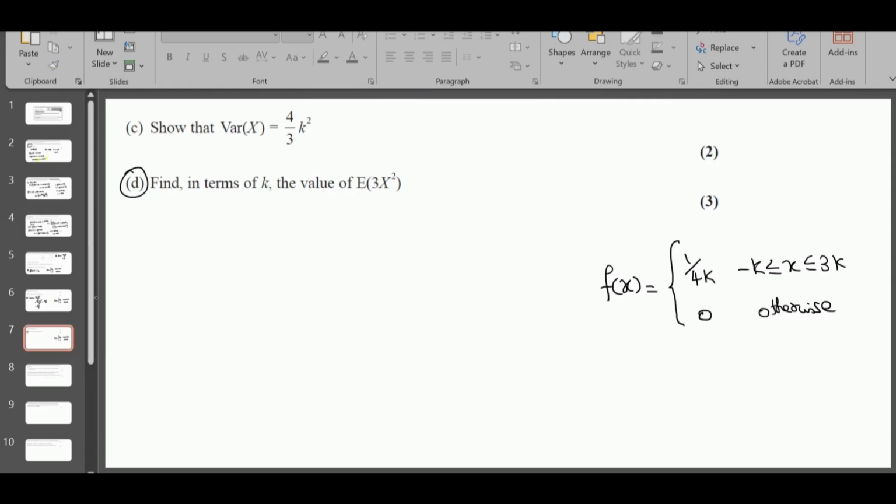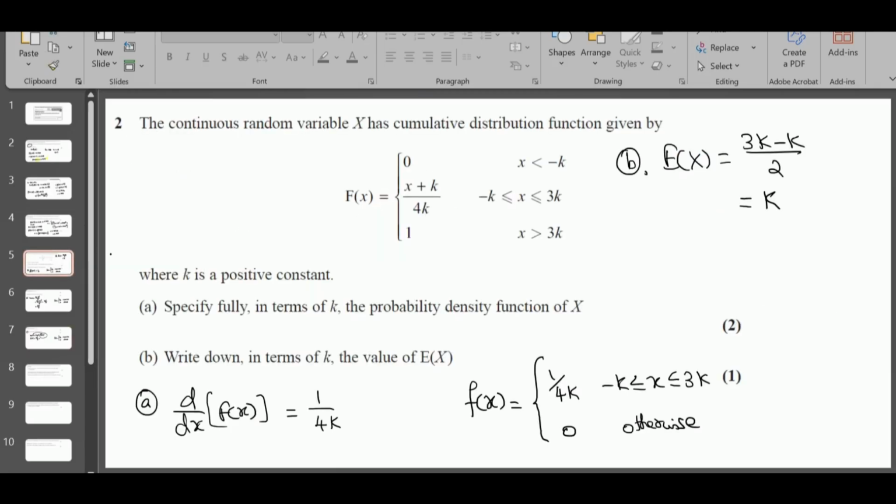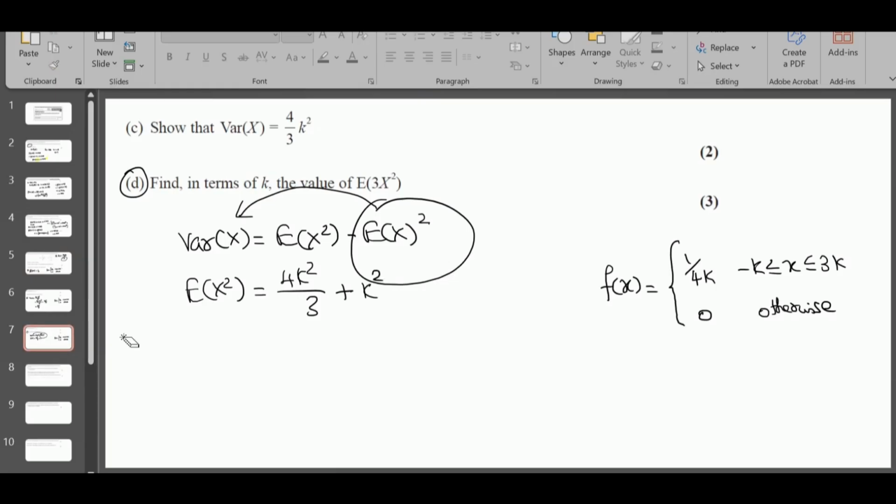For part D, start with variance of x. The formula is E of x squared minus E of x whole squared. So make E of x squared the subject, which is variance of x, we just calculated, plus E of x whole squared. We calculated E of x as k in part B, right? So it's going to be plus k squared, which is 7k squared over 3.